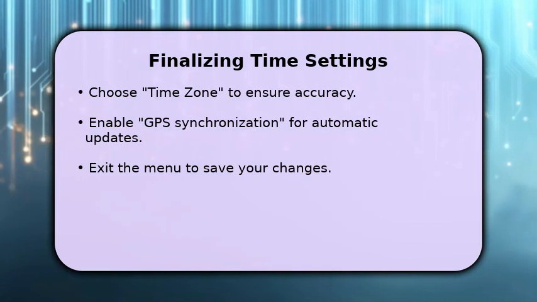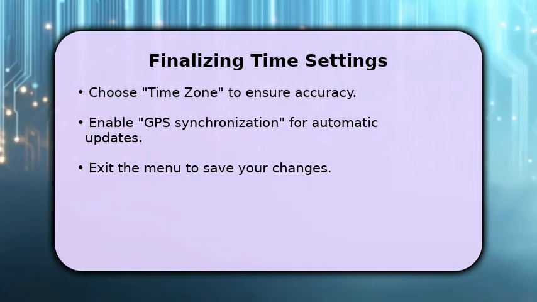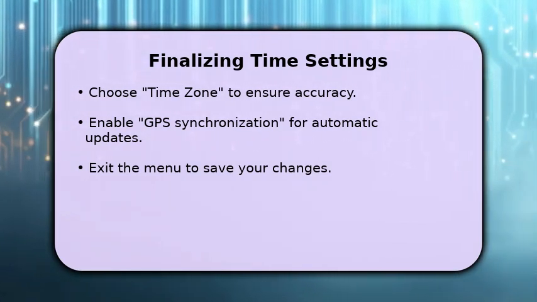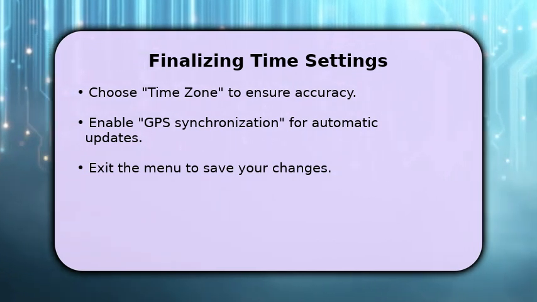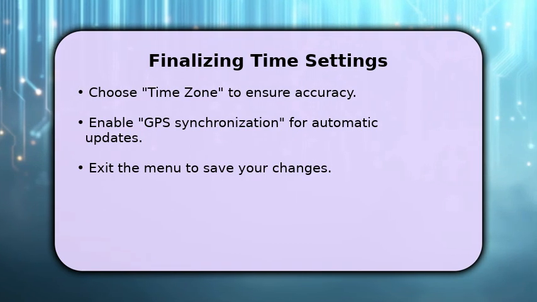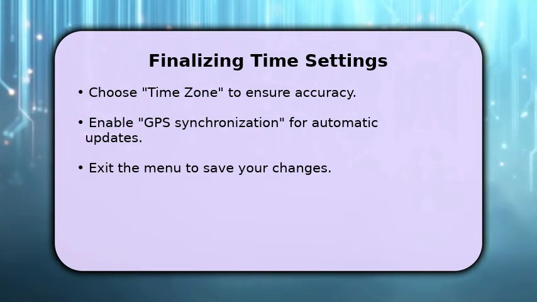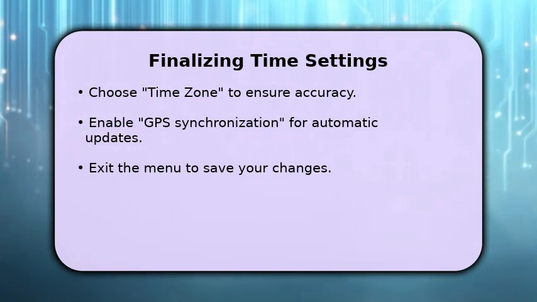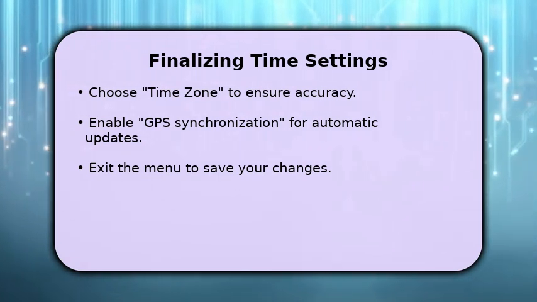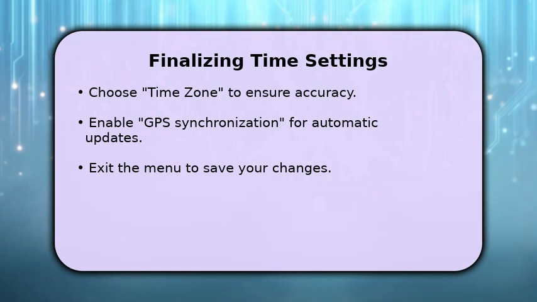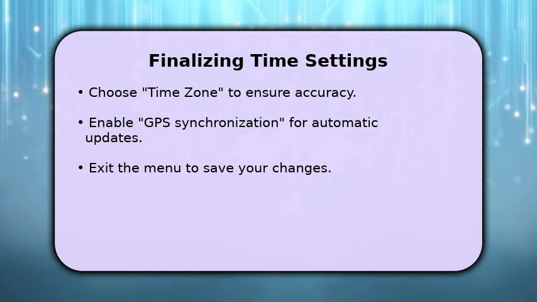After setting the correct time, it's important to select your appropriate time zone for precise local time. For ultimate convenience, enable the GPS synchronization feature. This allows your Audi Q3 to automatically update its time using satellite signals. Finally, navigate back through the menus and exit to ensure all your new time settings are saved and applied.